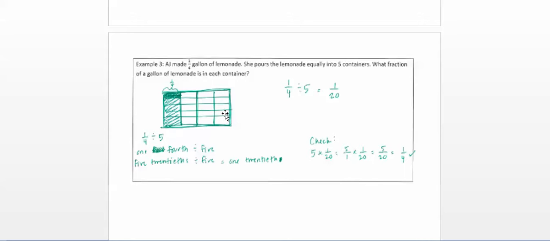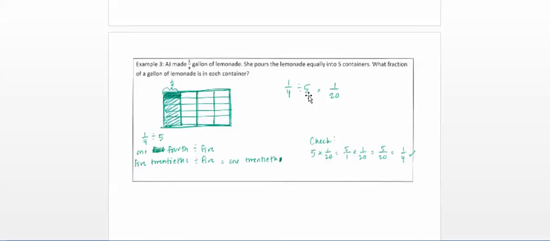She pours it into 5 containers. So we're splitting this now into 5 equal sections horizontally. This means I have 20 sections in all. Each container gets 1/4 divided by 5. This now 1/4 is actually 5/20. 5/20 divided into 5 equal groups is 1/20 in each group.